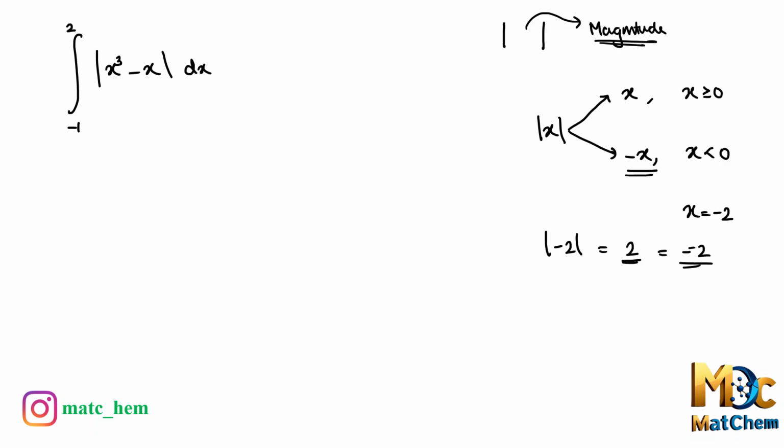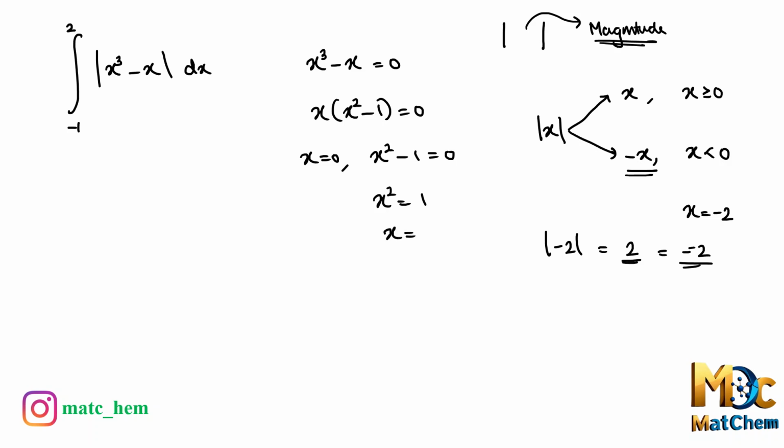this is something like a function. We need to find the zeros of that particular function. If you set x cube minus x equal to 0 and take x common, you will get x into x square minus 1 equal to 0. That means x is equal to 0 or x square minus 1 equal to 0. That is, x square equal to 1, or x is equal to plus or minus 1. So the values of x can be -1, 0, +1.